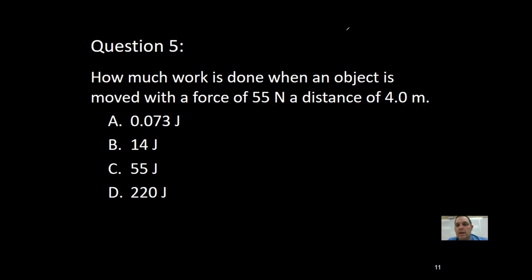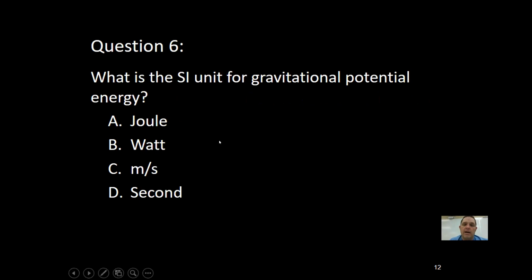All right, let's step it up just a small notch. Not yet. Question after this one. What is the SI unit for gravitational potential energy? Now, we could go back and look. Remember, energy. I know it's not C or D because that's meters per second. That's speed, and seconds is time. Is it joules or watts? I remember talking about watts with light bulbs.